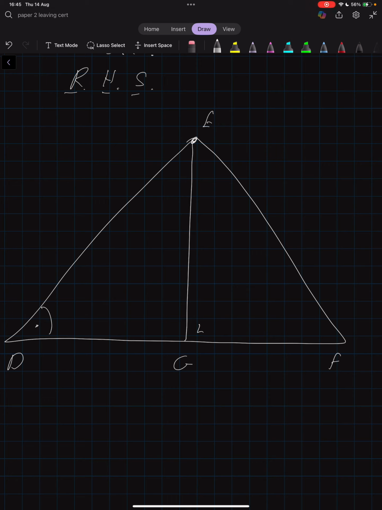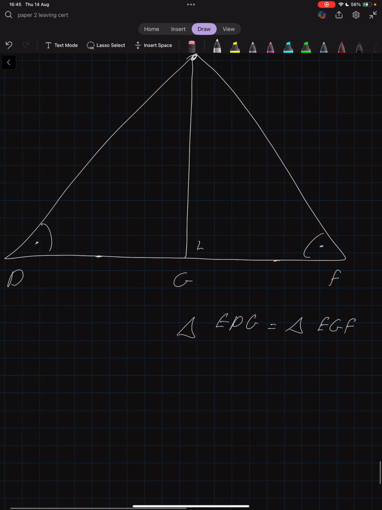And this angle is the same as this angle. And it says prove that the triangle EDG is congruent to triangle EGF. So just prove that this triangle on the left is congruent to the triangle on the right.